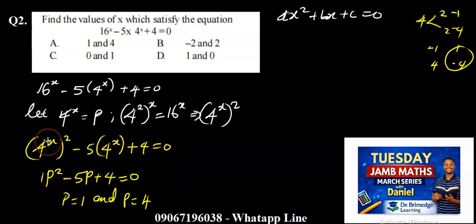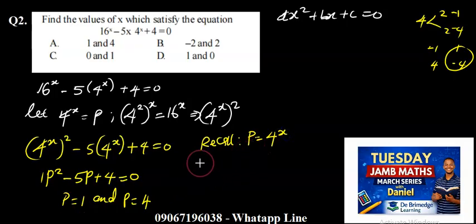Now we've gotten this, but remember from the equation, p is not what we're looking for, we're looking for x, not p. So we're going to go back and say, recall that p is equal to 4 raised to the power x. So now what's our first value of p?